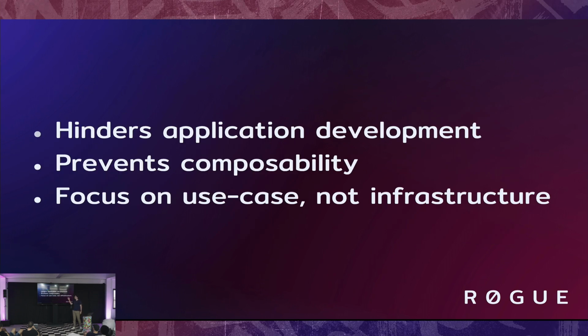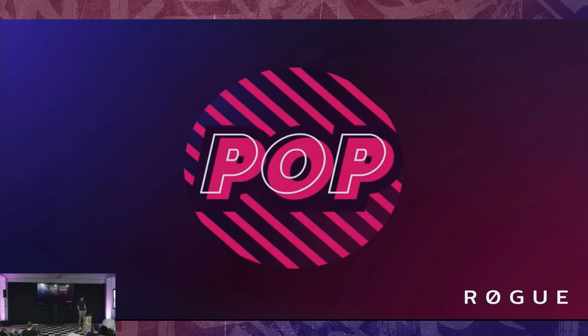And this hinders application development, because smart contracts are one of the easiest ways to build a program and deploy it. But if it can't use and compose the services of Polkadot, then it prevents this application development. And developers should be able to focus on their use case. They shouldn't have to worry about this underlying infrastructure. And this is where POP comes in.